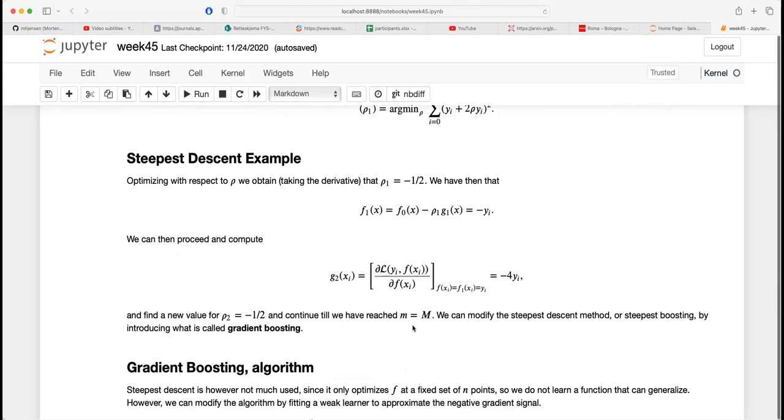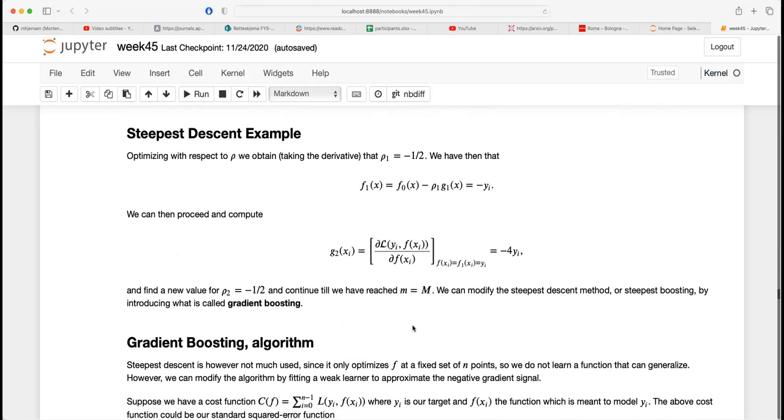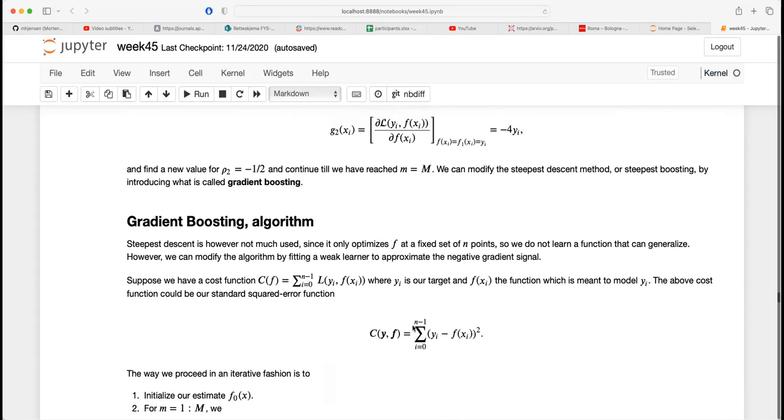And you can modify the steepest descent method, however, by introducing what is called gradient boosting. And let me just say a little bit about why we do that and then go back to the whiteboard. The steepest descent is less used since it only optimizes f at a fixed set of points, and we do not learn a function that we can generalize. However, you can modify the algorithm by fitting a weak learner to approximate the negative gradient signal. And let's now try to see what that actually means by switching back to the whiteboard.